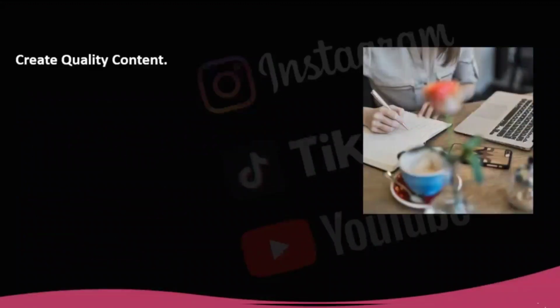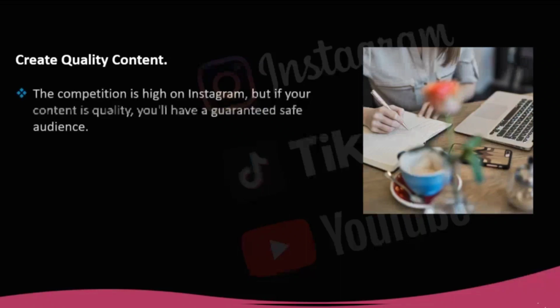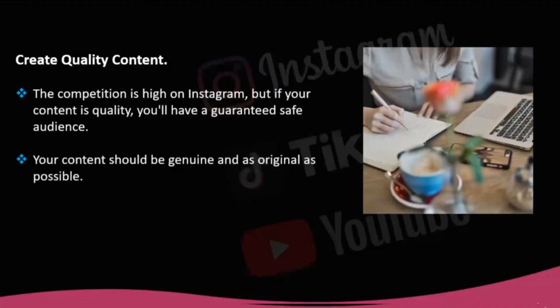Create quality content. Have you thought about all the work that goes into taking the perfect picture? It's worth it when the reward is thousands of likes, interaction, and new followers. The competition is high on Instagram, but if your content is quality, you'll have a guaranteed safe audience. Remember that Instagram is a more humane social network every day, so your content should be genuine and as original as possible. If you copy, your followers will notice.